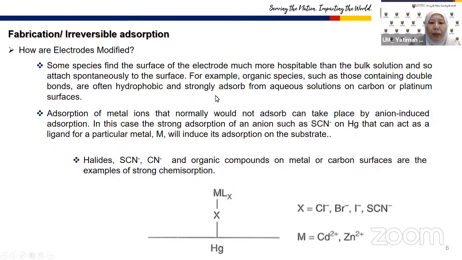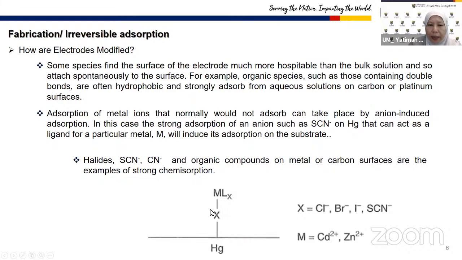These are some of the examples. When you have metal ions that normally would not absorb, absorption can take place by anion induced absorption. In this case, you can see the strong absorption of an anion, in the case of cyanide on mercury, that can act as a ligand for a particular metal and will induce its absorption on the substrate.